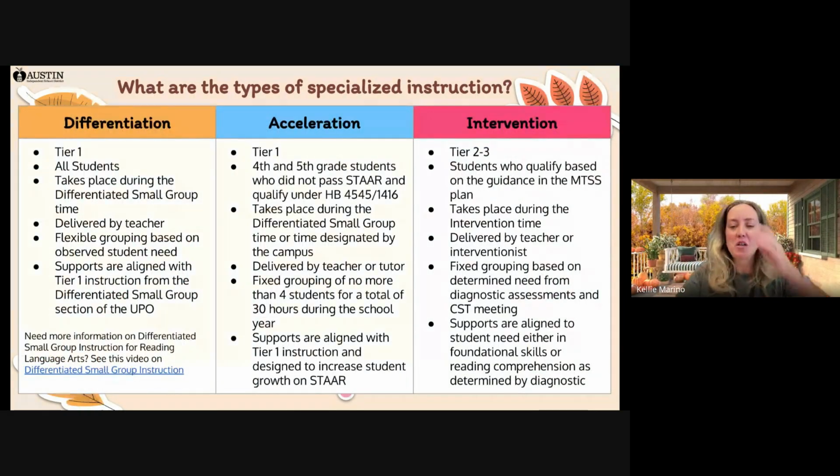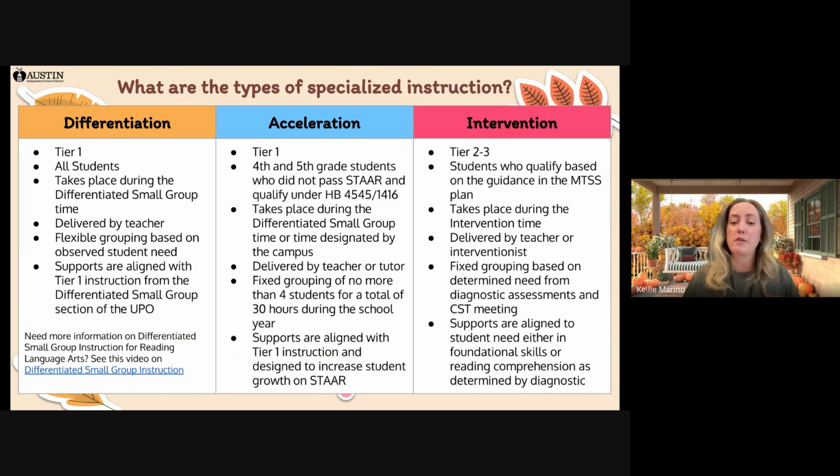Okay. So that was a lot of information. We know that. And you've probably heard it a couple of times today, but it bears repeating because we really want to build up this system and structure within our district so that we are providing supports to students in a very strategic way. So thinking about our upper elementary classrooms, there are three main types of specialized instruction that we provide within the Reading Language Arts classroom.